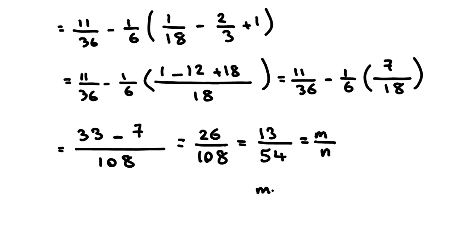The answer is m plus n. So m plus n is 13 plus 54, which equals 67. So we've reached the answer by solution number 1.